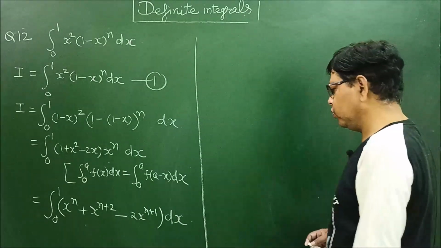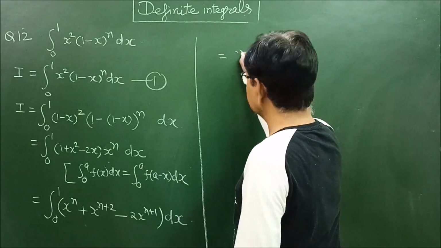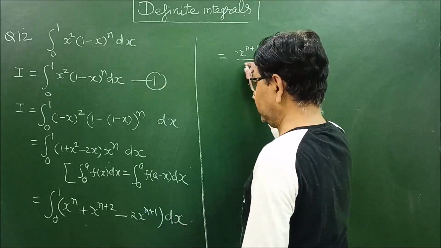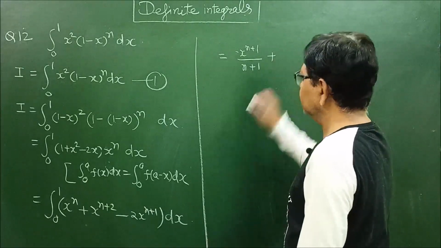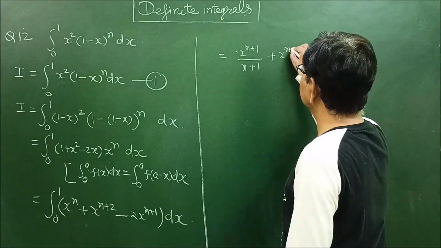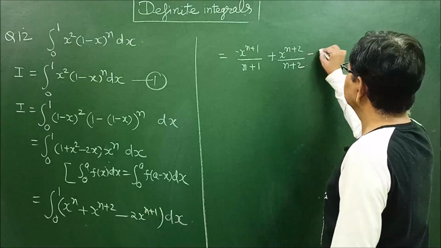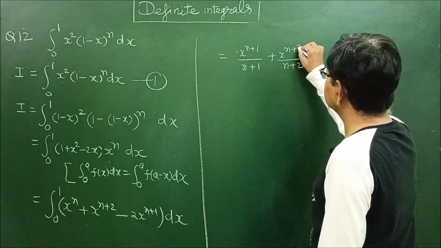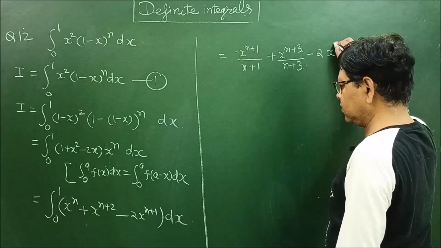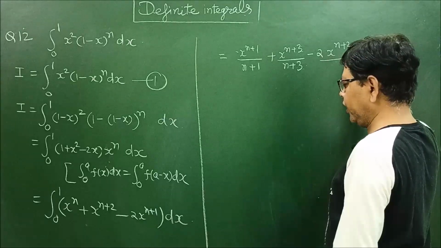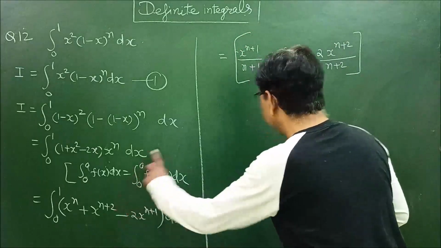dx, which will be equal to x power n plus 1 upon n plus 1, plus x power n plus 2 upon n plus 2, and this x power n plus 3 upon n plus 3, and the third integral x power n plus 2 upon 2 n plus 2, within the limits from 0 to 1.